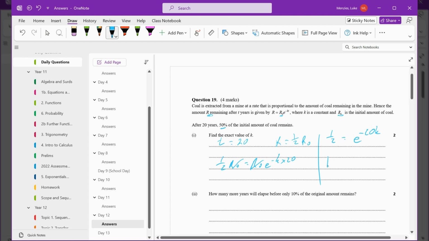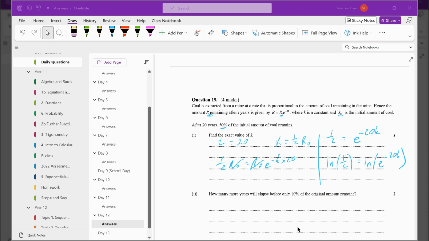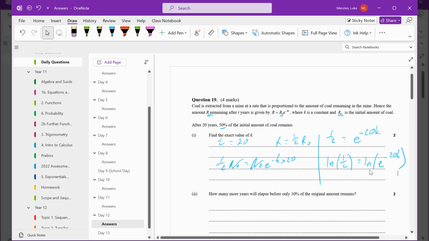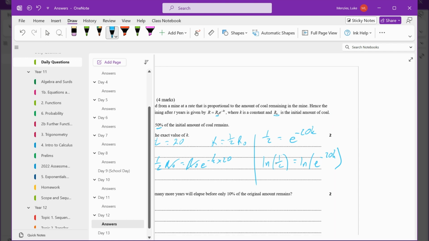Now we want to do some work with our ln's. So we're going to say ln of both sides. ln of half is equal to ln e to the minus 20k. Then we're going to do just a little bit of work with our log laws. I'm hoping that on the other side you can see what's going to happen with the e and the ln. From here, we've got division, so I won't skip a step. I'll say ln of 1 minus ln of 2. That's log law 2. And that is just equal to minus 20k.